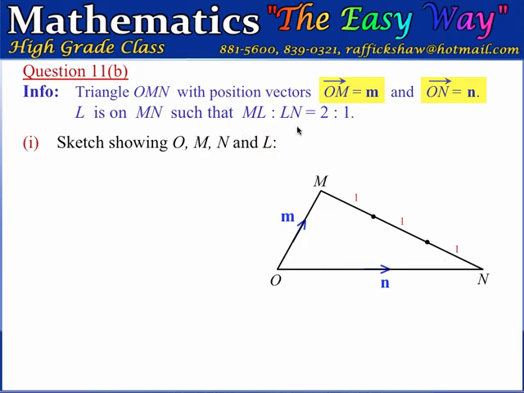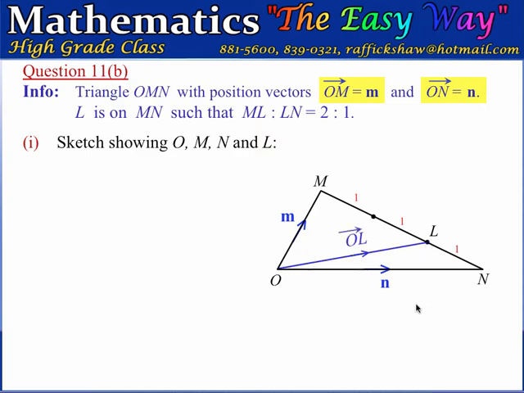And since ML is to have 2 parts, it means that from M to L we must have 2 equal parts. And so this is 1 part, 2 parts, and so this would be the point L. So let's show that, and that is it. L divides the line MN in the ratio 2 parts to 1. ML has 2 parts, LN has 1 part. And so that's the point L, and therefore the vector from O to L would be the vector OL. That is the position vector of L. And so this vector OL is the position vector of L.